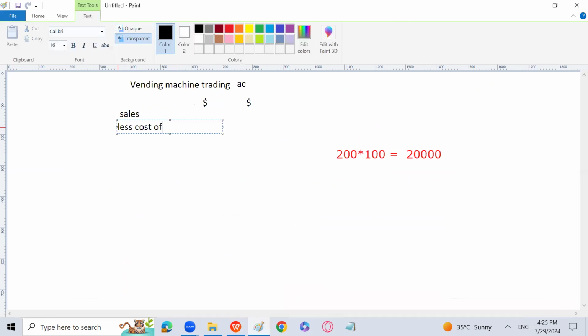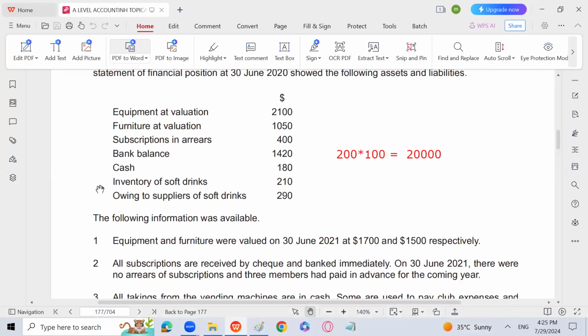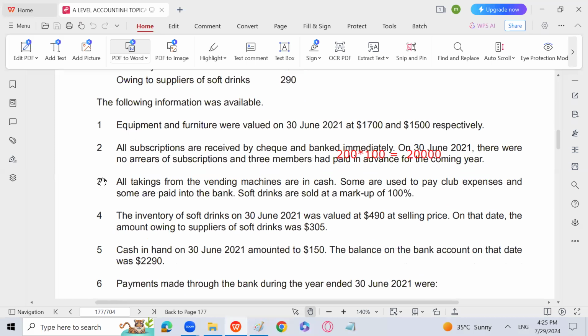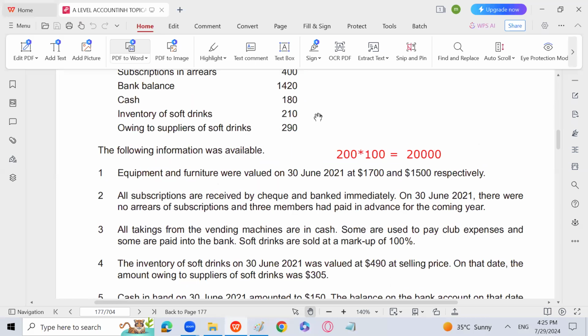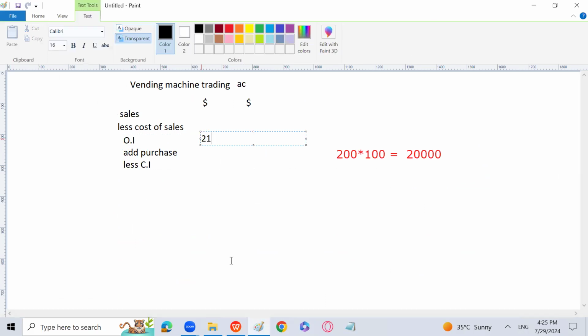Less cost of sales. Here it comes opening inventory, add purchases, less closing inventory. Let's see how much sales are given in the question. So sales is not there. So opening inventory is given. Inventory of soft drinks 210 opening. I'll write over here 210. Purchases I need to find.